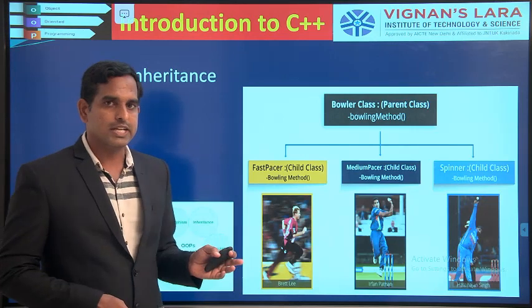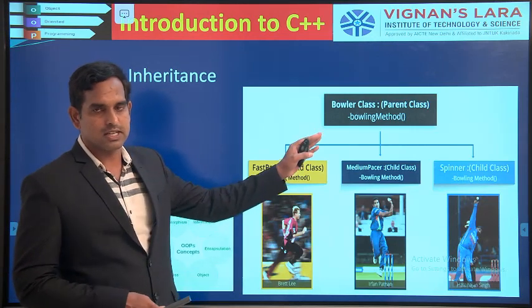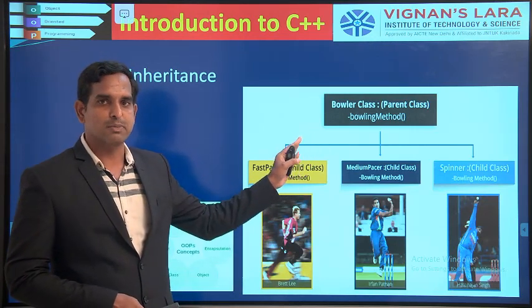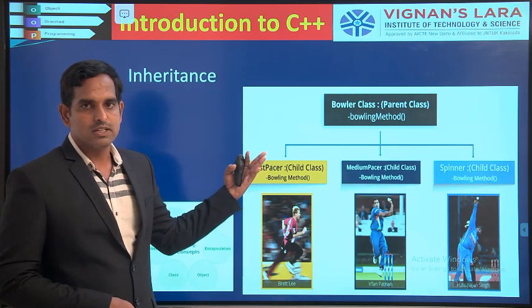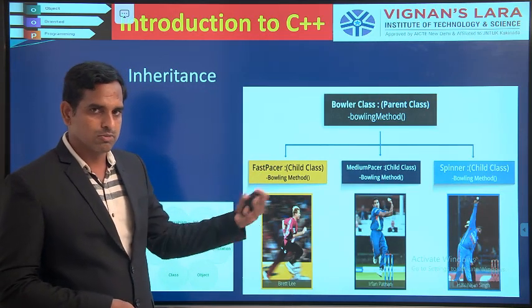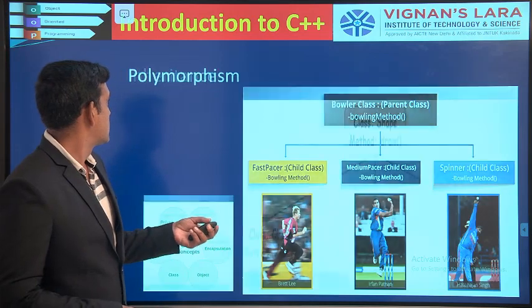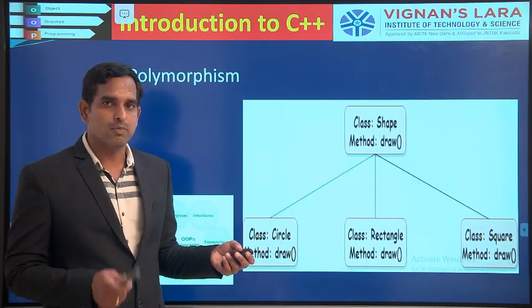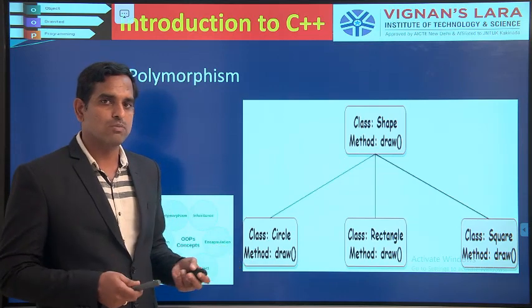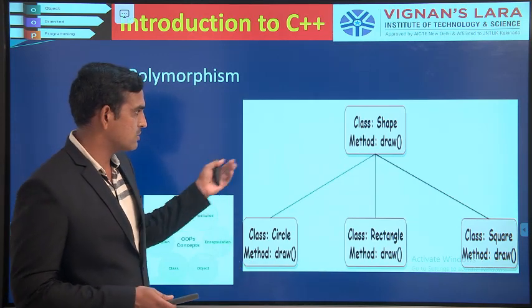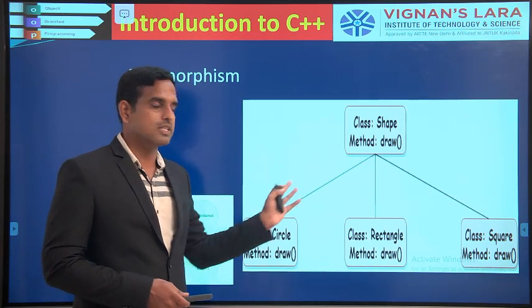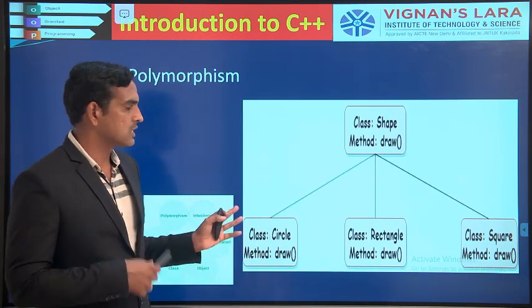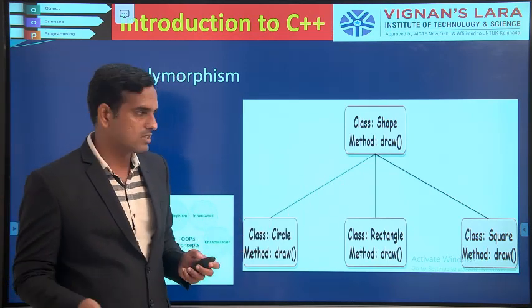I told you about inheritance, where the child classes can inherit the properties of the parent class. This provides the concept of reusability. We will be seeing that in this class. And polymorphism, as I told you, is a particular function or operator taking more than one form. In this example, the draw method is taking more than one form. That is why we call it polymorphism.